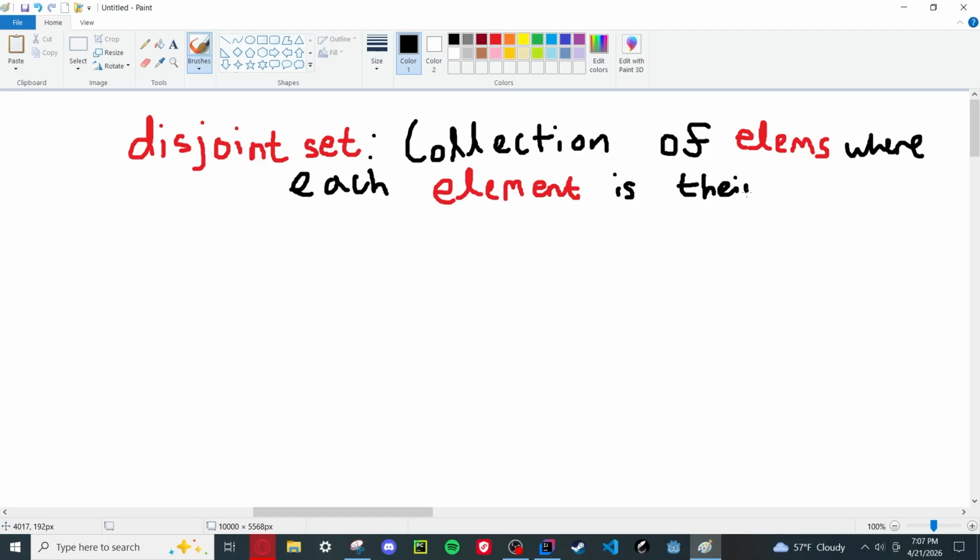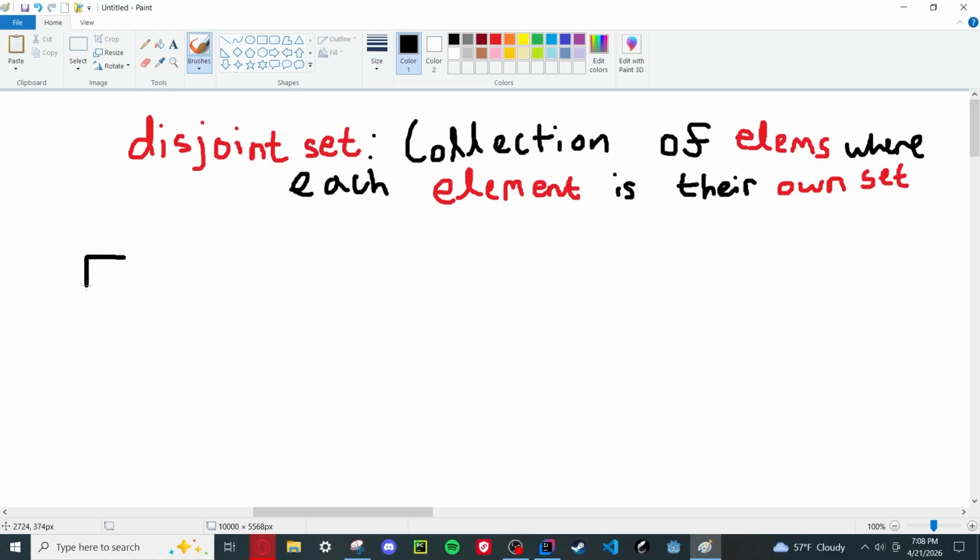Their own set. So we got like own in red. It's like important. So how are the disjoint sets made?